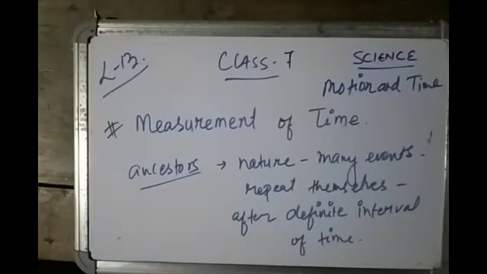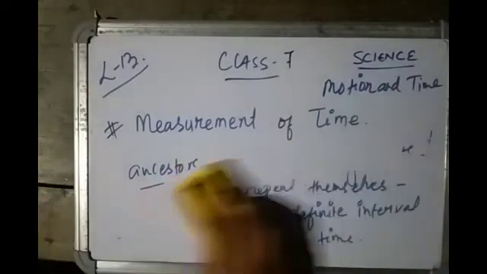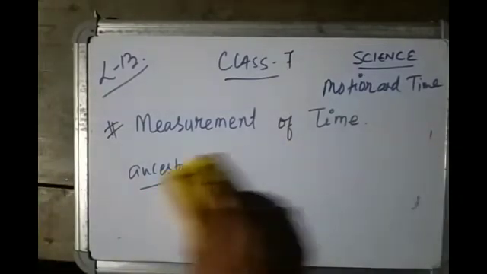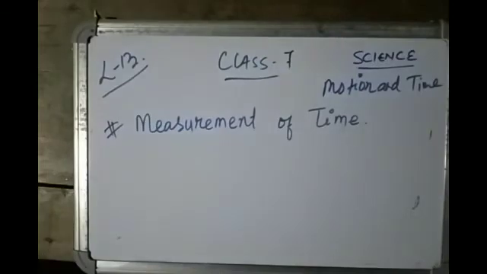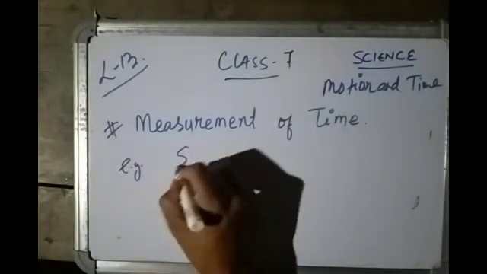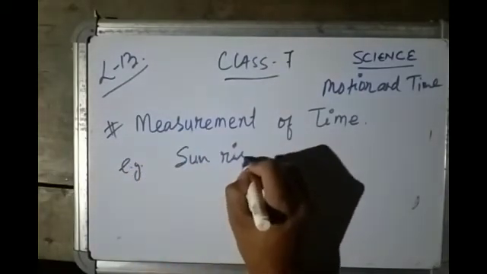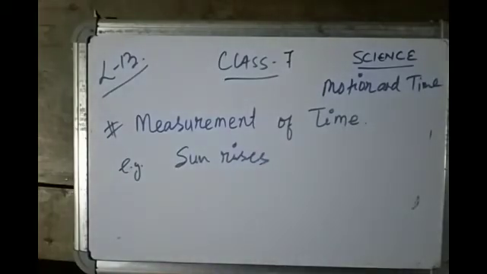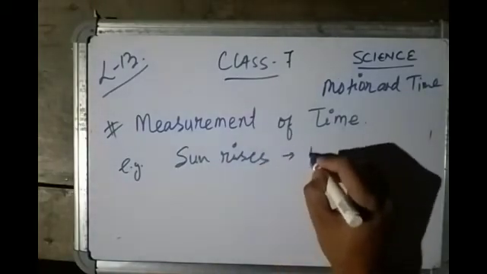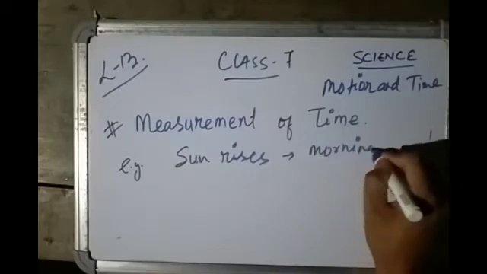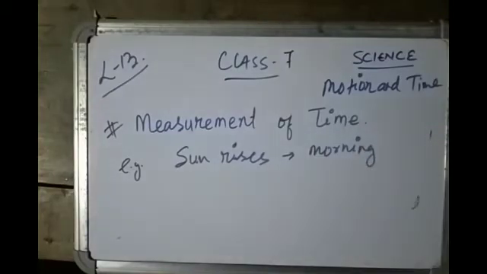So let's take an example so that we can understand it easily. The sun rises every day in the morning and sets in the evening. So the time between one sunrise and the next sunrise was called a day.